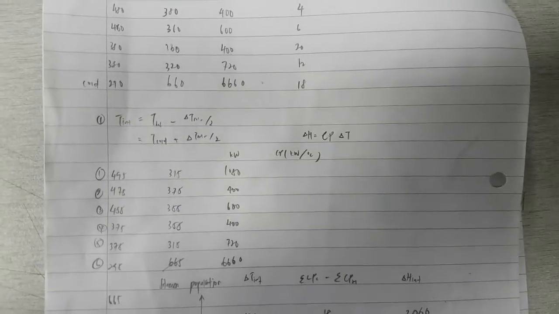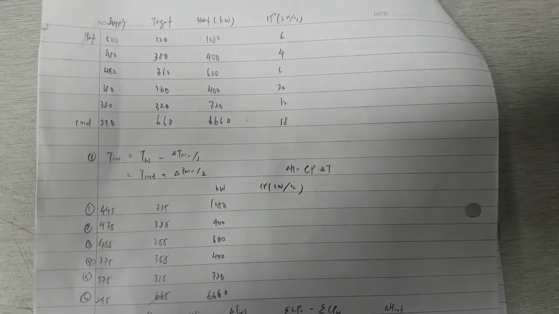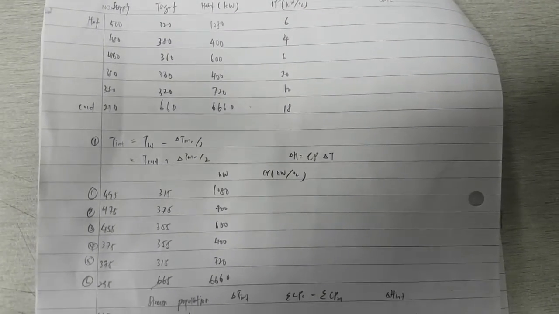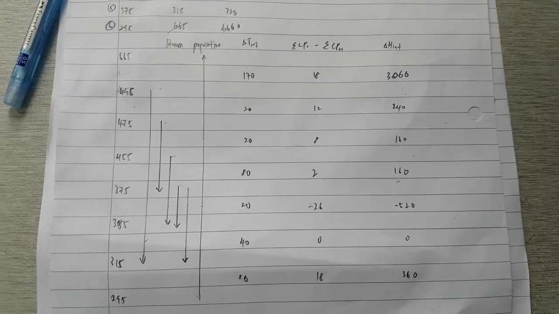So now we need to extract the information from the streams. And the first step is we need to calculate the adjusted temperature based on the delta T minimum. So for this example, I've chosen delta T minimum equal to 10 degrees Celsius. So next, let's look at the stream population table.